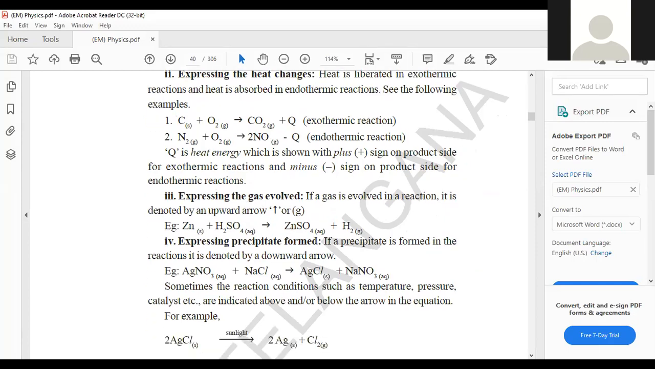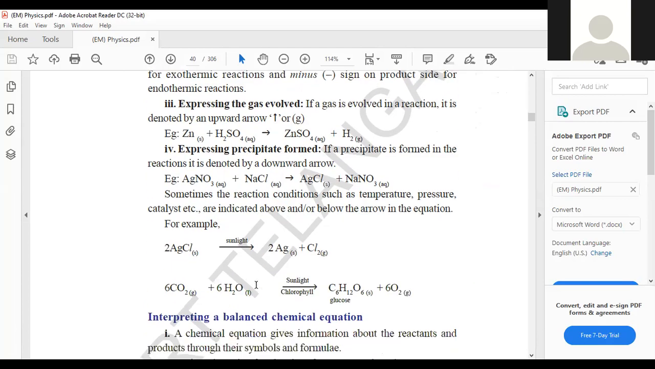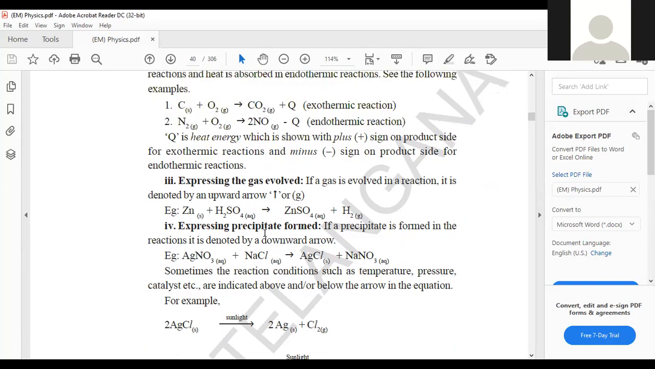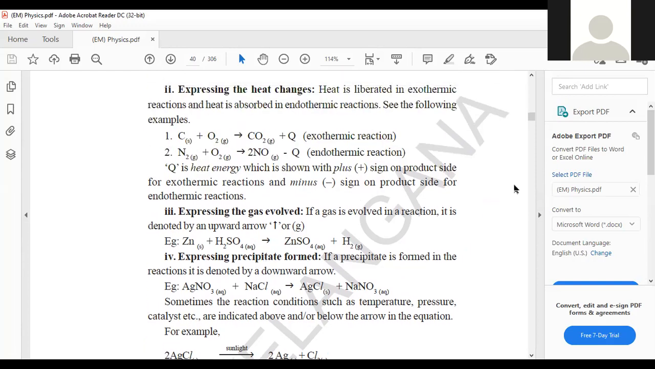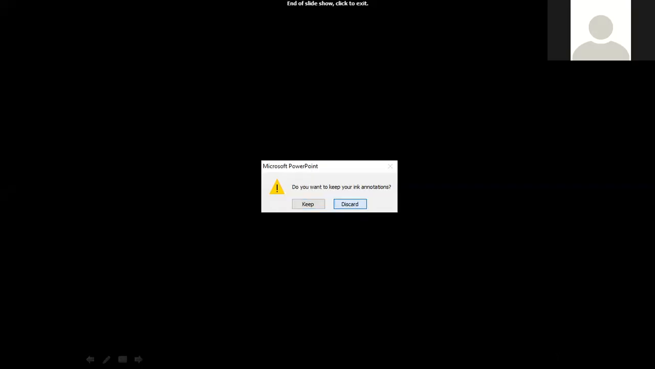Then expressing gas evolved during the reaction. So whenever gas is evolved during the reaction, that is also represented in this. So how can we represent? Let us see. How can we represent gas evolved in the reaction? Let us see.